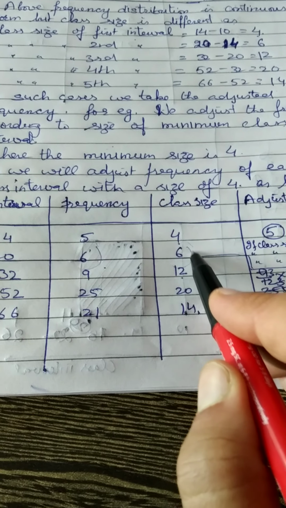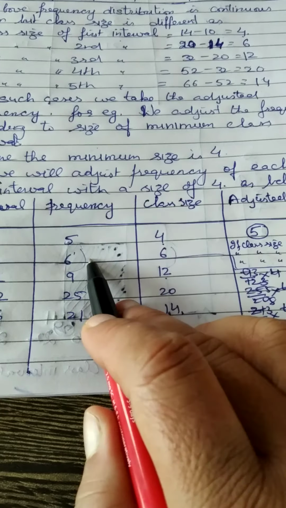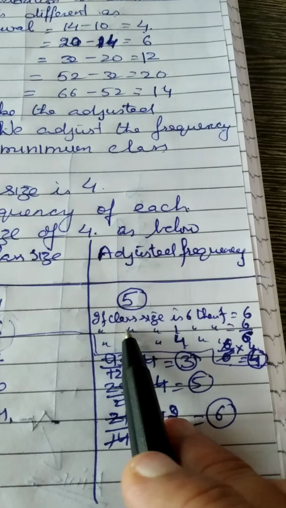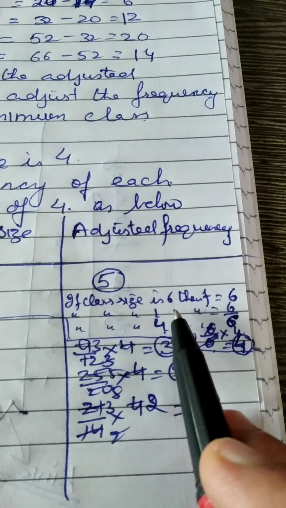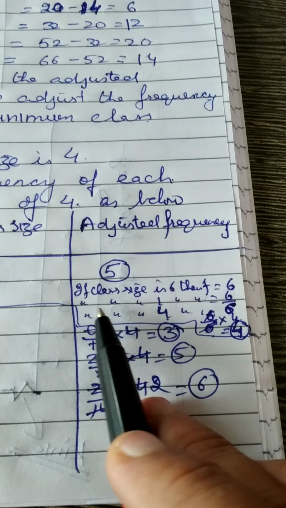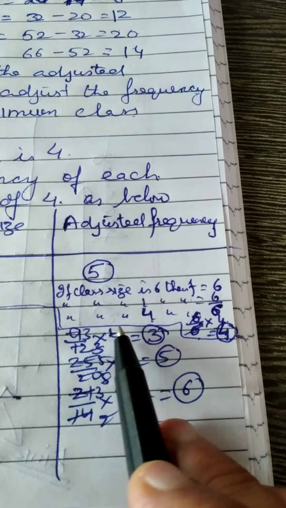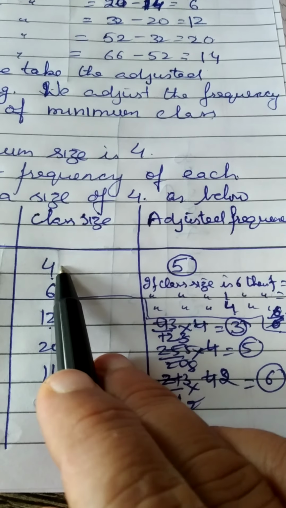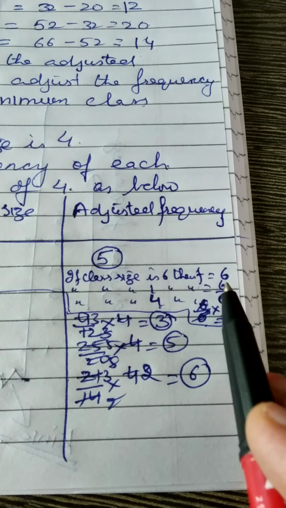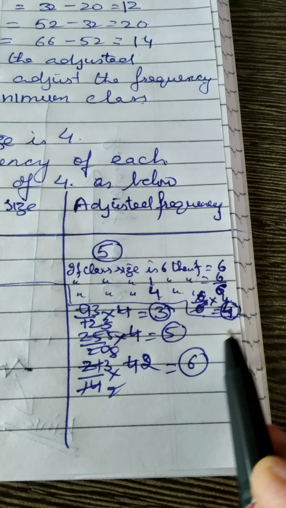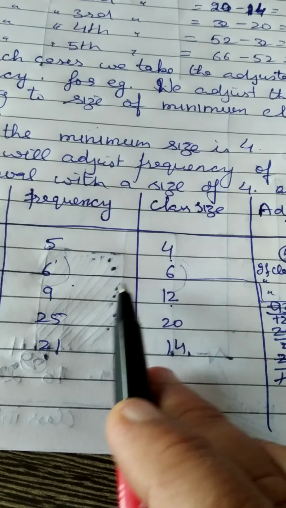If the class size is 1, then the frequency will be 6 divided by 6. If the class size is 4, because the minimum class size is 4, then the frequency will be 6 divided by 6 multiplied by 4. The 6s cancel and we get 4 as the frequency for the second class interval.